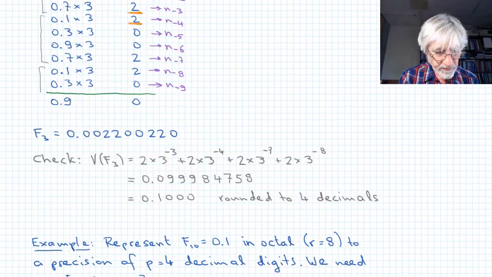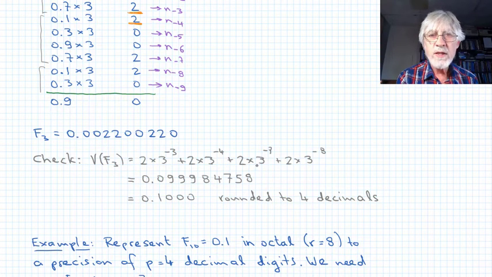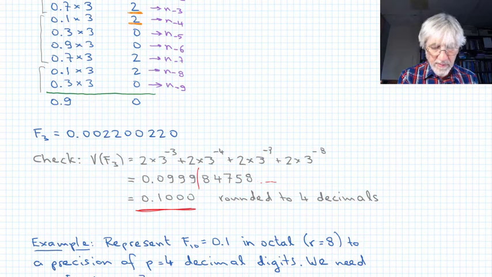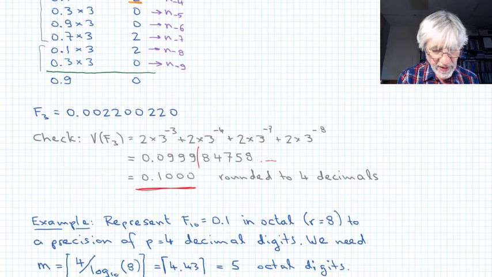We check again. This is 3 to the minus 1, 3 to the minus 2. The first non-zero one is 3 to the minus 3. So we have 2 times 3 to the minus 3 plus 2 times 3 to the minus 4. Then 2 zeros, so the next one is 2 times 3 to the minus 7 plus 2 times 3 to the minus 8. If we compute that, we find it's 0.09999847 and more digits. And we truncate it, or actually round it, to 4 decimal digits. So because we have an 8 as the first digit after the fourth, we round the 0.0999 up to 0.100, and we get 0.100, the decimal value, rounded to 4 decimals as we were desiring.